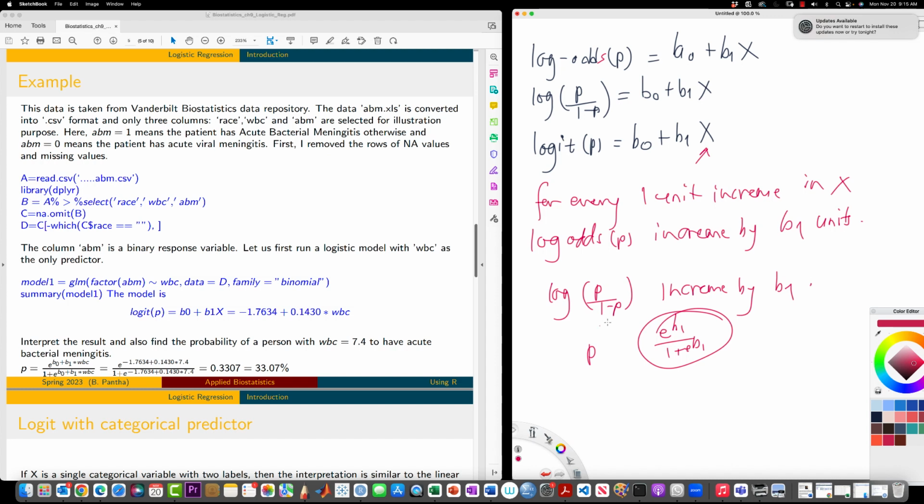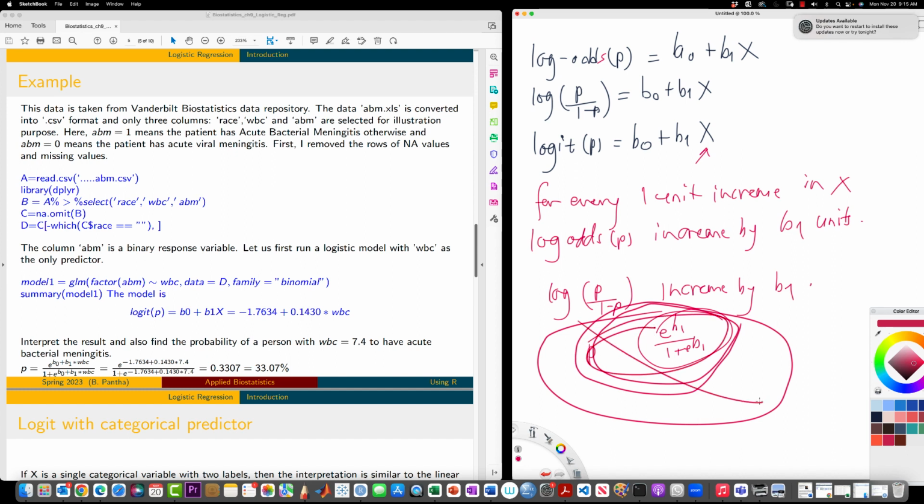But when you say increase or decrease, you use that one. When there is a one unit increase in X, how much will the probability increase? If the question is asking like that, then you use that one. But usually we don't need this one.